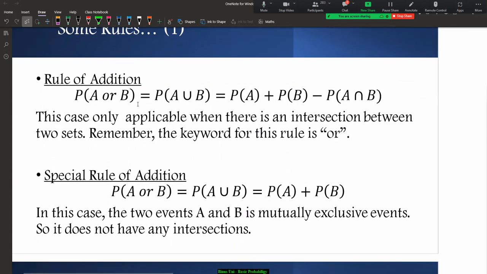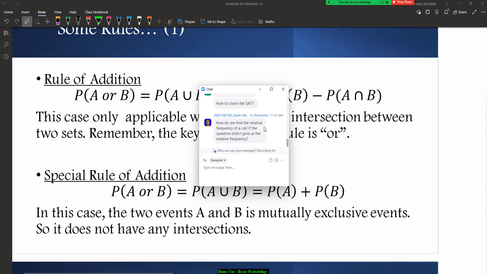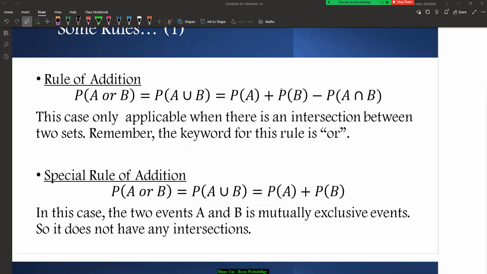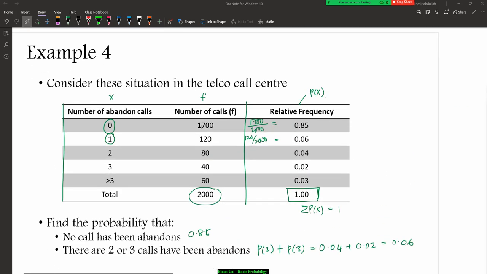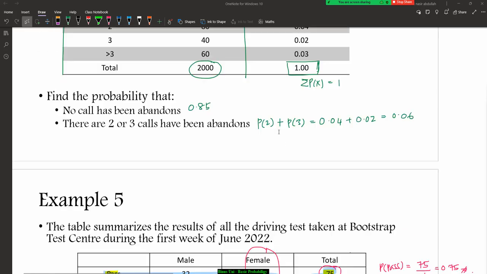So now, are you okay? I hope you're okay. Let me look at the question. Do we find relative frequency if the question didn't give us the relative frequency? If we want to find the probability, usually we construct a relative frequency. Relative frequency is very simple to construct: we just take the value divided by the total value. If you are working in Excel, it's very easy to calculate relative frequency. Just put the absolute reference on the total, like 1700 divided by the total number.